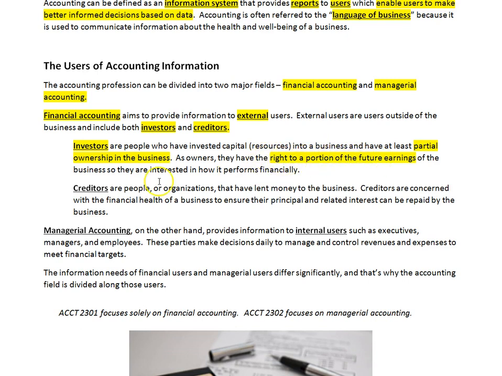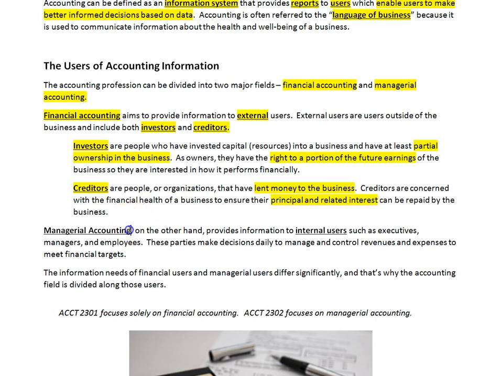So they're interested in how it performs financially because they have basically money on the line here, the right to the future earnings. Creditors are also people that have contributed capital to the business, but they have simply just lent it. It's a legal agreement, and they're going to be repaid their principal plus their interest. So the creditors are interested in how a business does, so that they can get reasonable certainty that the principal and related interest will be repaid.